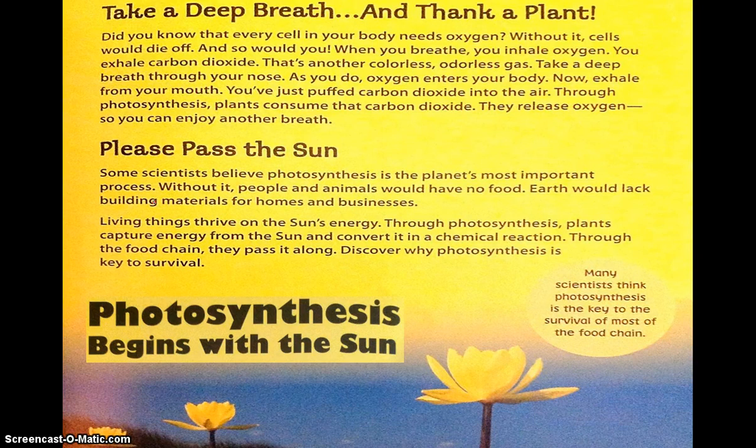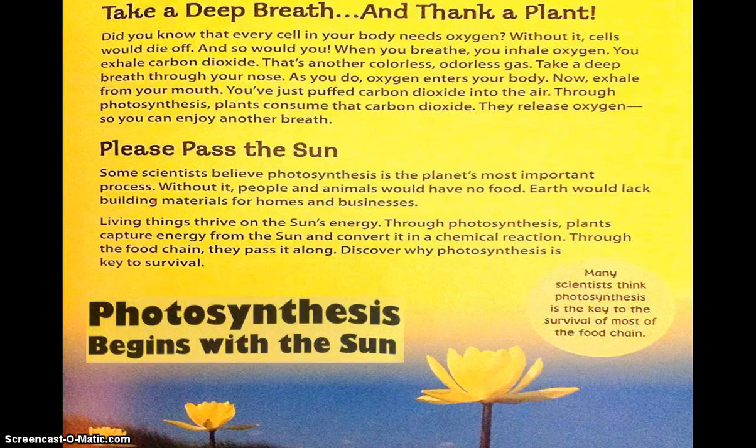Because plants and other organisms, I'm sorry, not animals. Animals cannot do photosynthesis, but some bacteria can, some protists can. So there's certain organisms that can do photosynthesis. They can make their own food, and they use energy from the sun to do this. And that is the very beginning of the food chain.